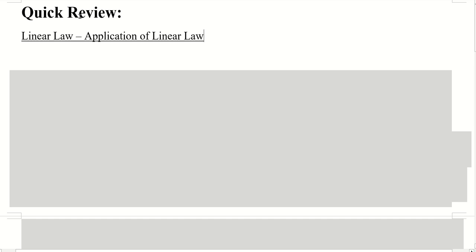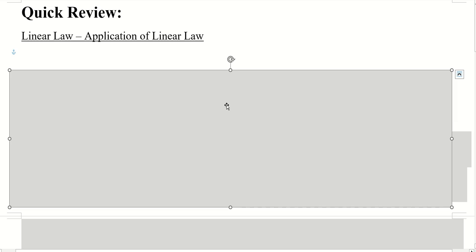We'll be doing a quick review on linear law, on the application of linear law. Let's take a look at the question.